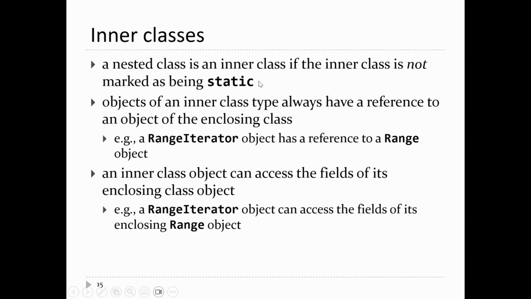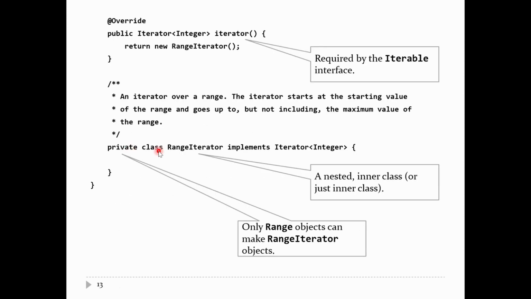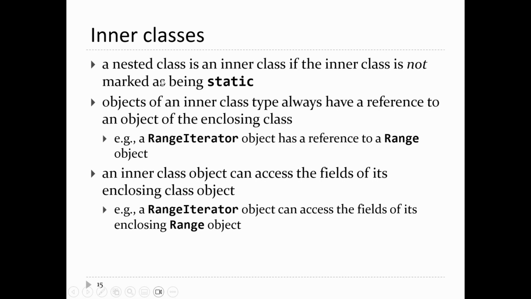There's another distinction in Java that you need to know about. You can have what's called a static class. It is possible to mark a class as static. Notice that ours is not. This is just a private class. So a nested class is an inner class if the class is not marked as being static. Later on, you're going to see what a static nested class is. For now, this is just a nested inner class.